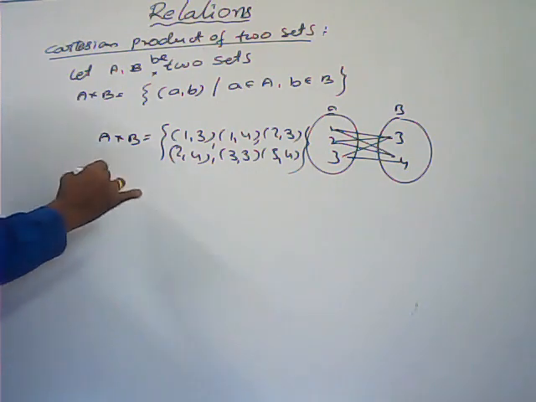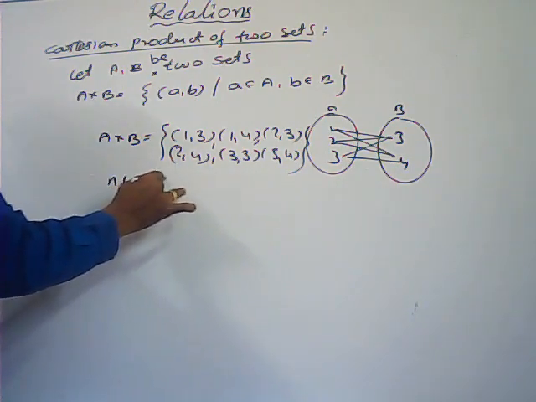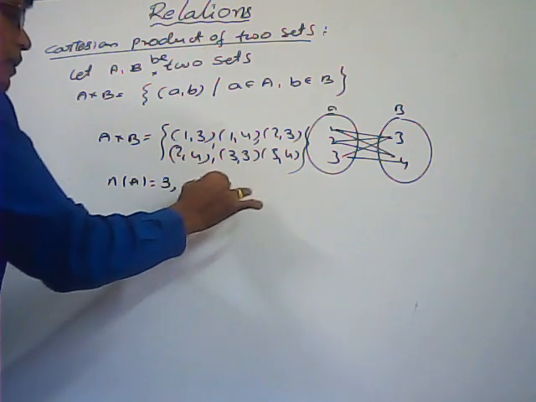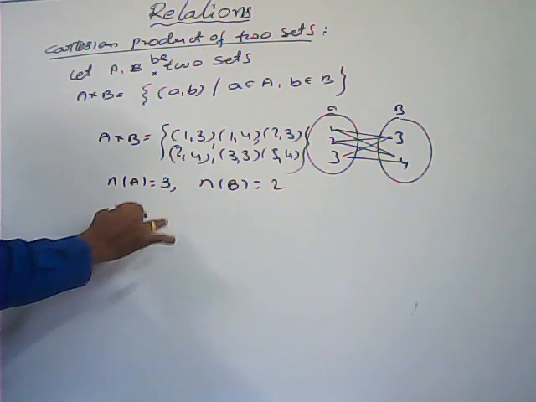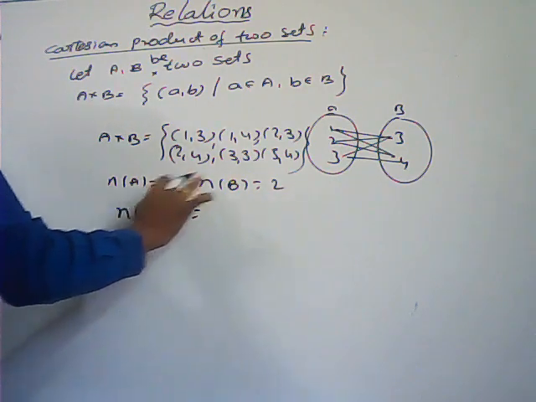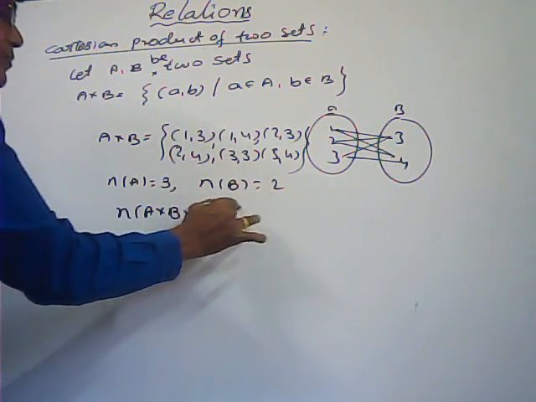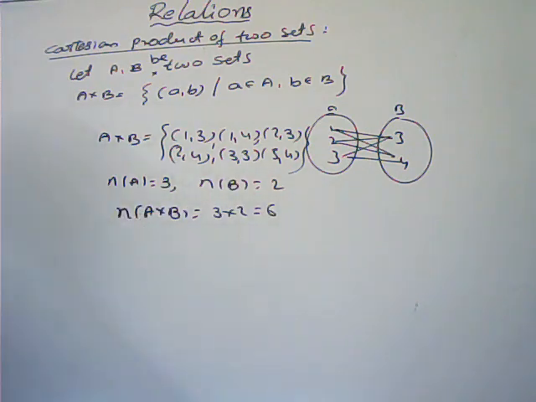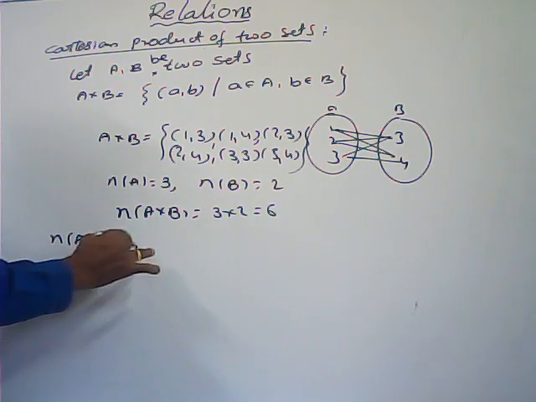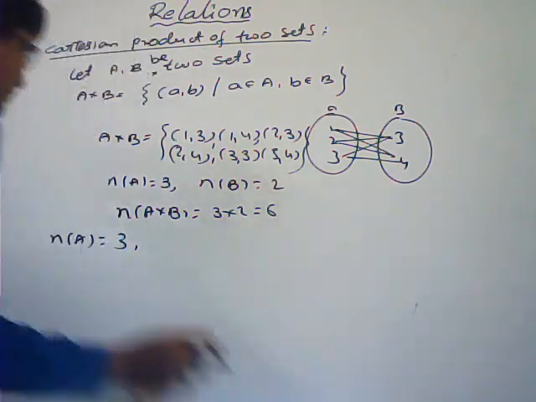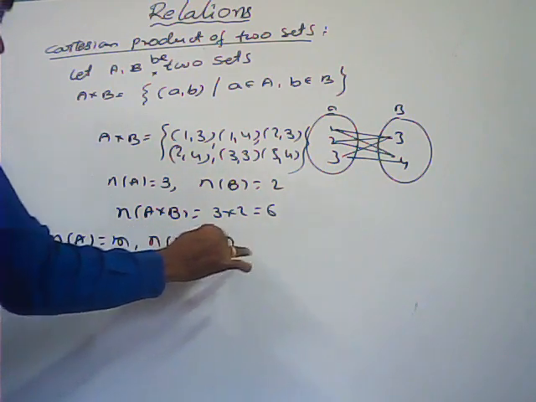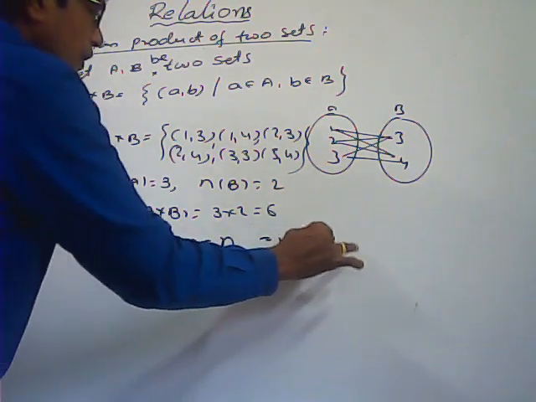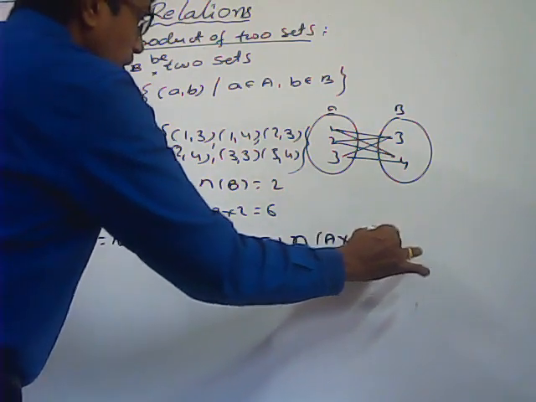Now here you can see n of A, how many elements are there? 3 elements are there, and the number of elements in B, 2 elements are there. Number of elements in A cross B is equal to 3 into 2, 6 elements. If I generalize this formula, if set A contains m elements and n of B is equal to n elements, then the number of ordered pairs in A cross B is equal to m into n.